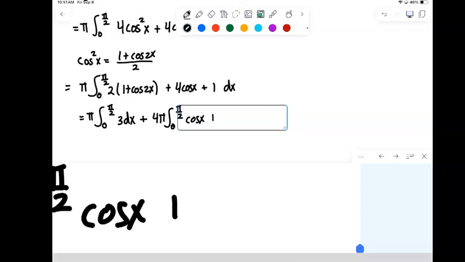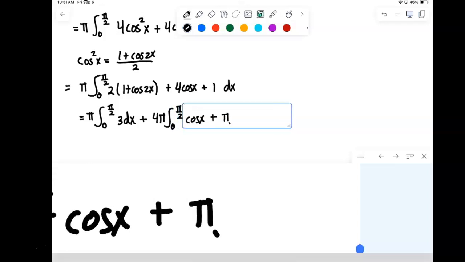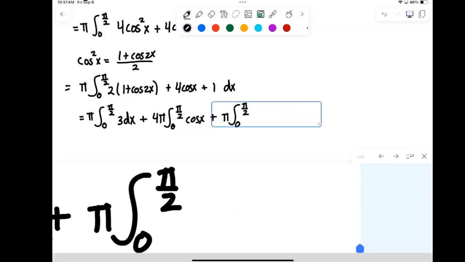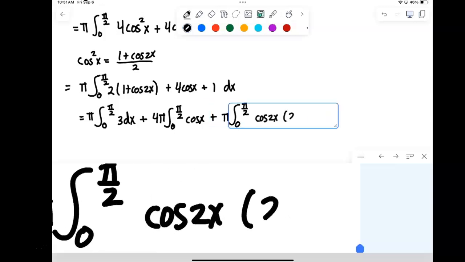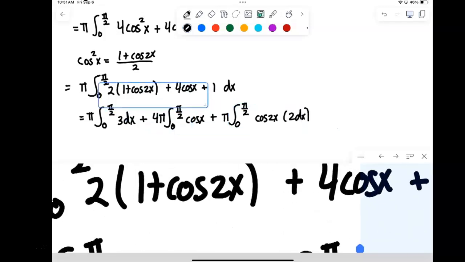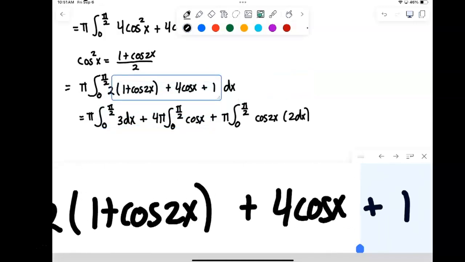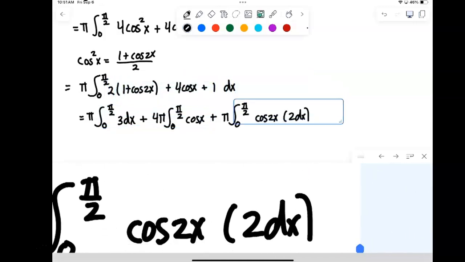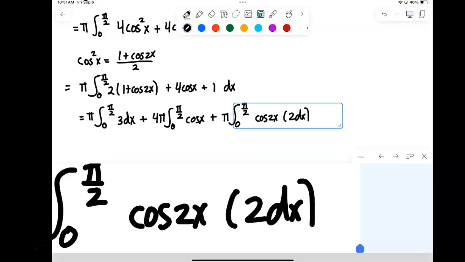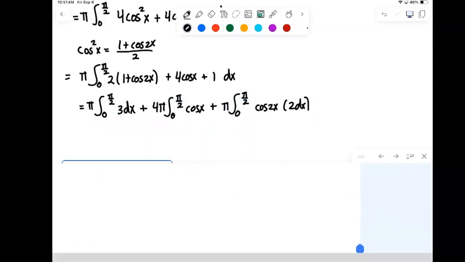plus pi integral 0 to pi over 2 of cosine 2x times 2 dx. So I'm taking the 2 that's out front, I put it with the 1, add it to the 1, you got 3. And then I have a 2 with cosine 2x, but I'm going to need the 2 dx. So the substitution will go through because you use 2x. The derivative would be 2 dx, so I need that to carry the substitution through.